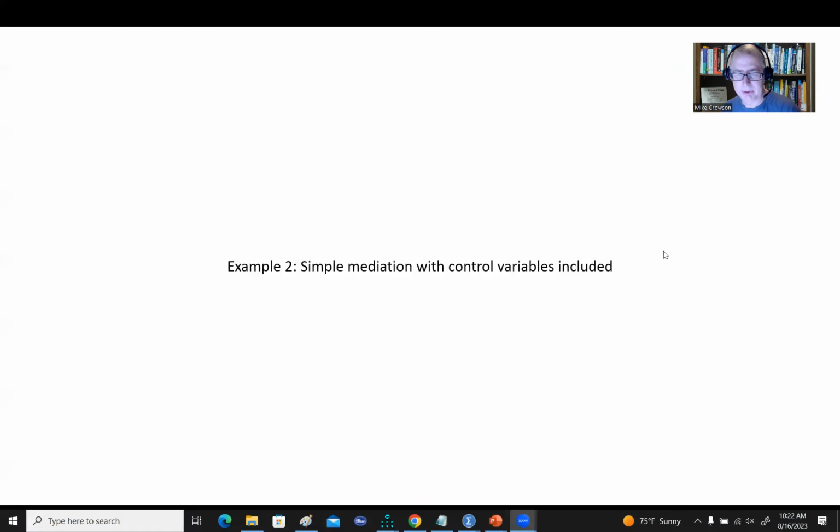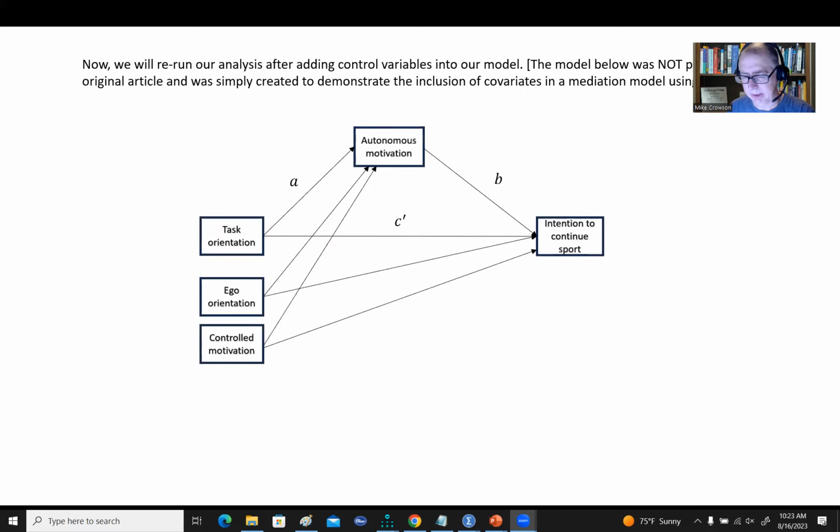Okay, so now we're going to transition into example 2. This is basically going to be our simple mediation model, but we're going to include some control variables. So in the data set, there are actually variables, ego orientation and controlled motivation, that are included.